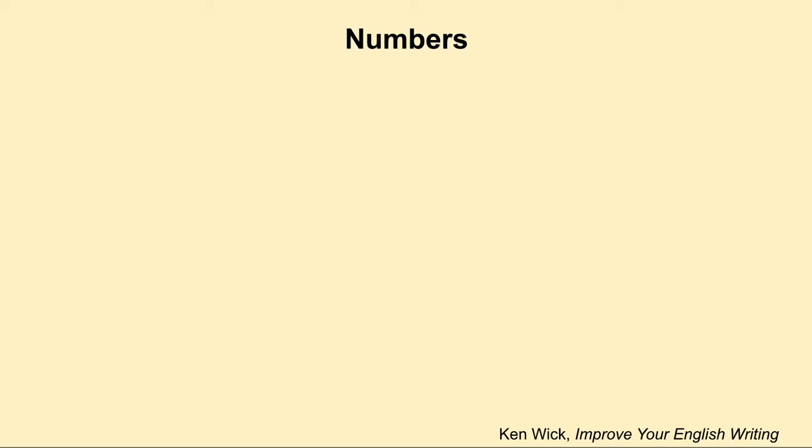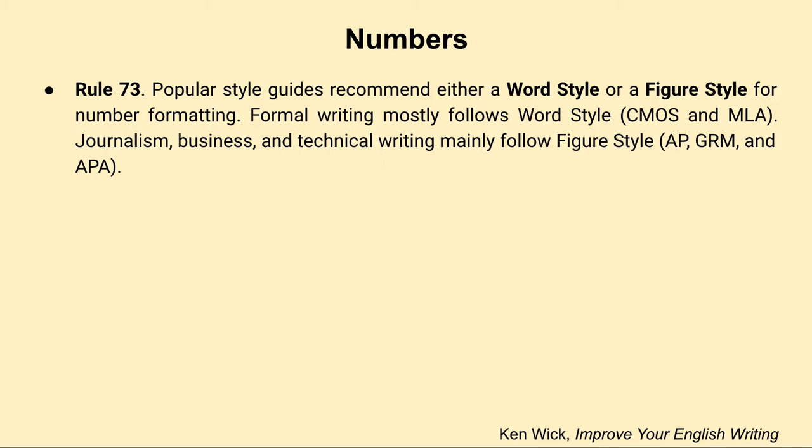So let's get to the first rule, which is Rule 73, on word style and figure style. This rule basically says the popular style guides recommend either a word style or a figure style for formatting numbers. Formal writing mostly follows a word style, and I'll be defining what that is. That's the Chicago Manual of Style, or MLA. Journalism, business, and technical writing mainly follow a figure style, and that's the AP style guide, the Gregg Reference Manual, and the APA.